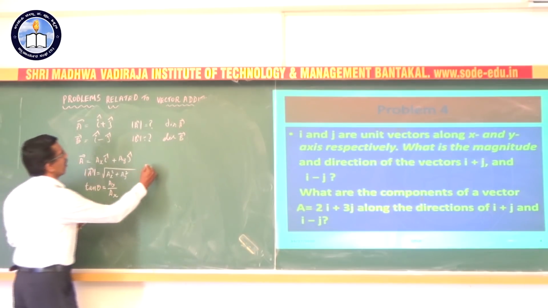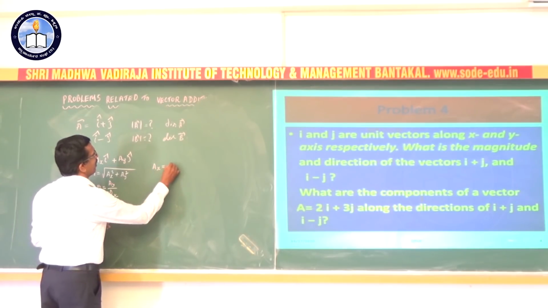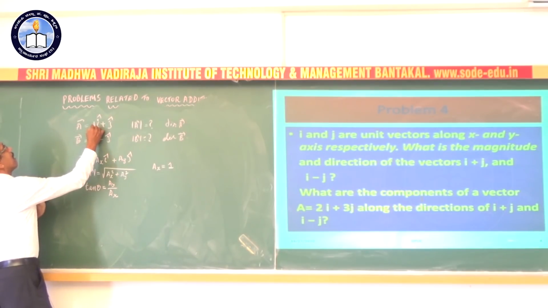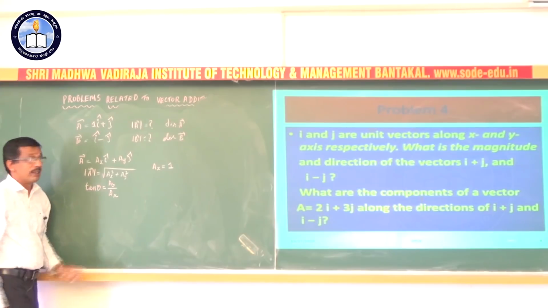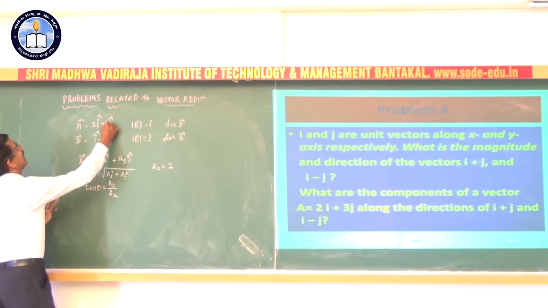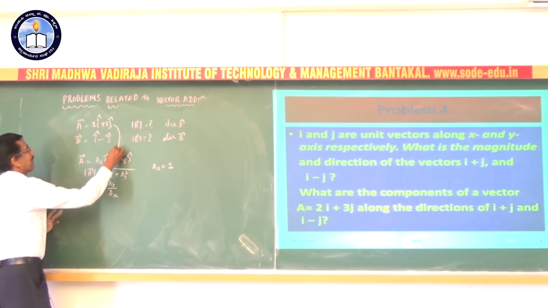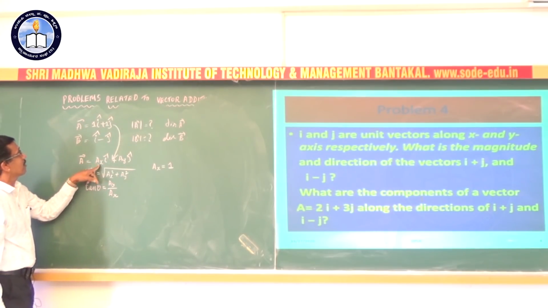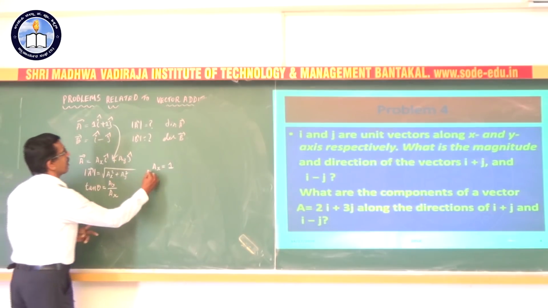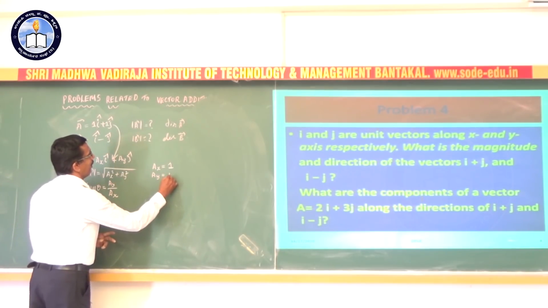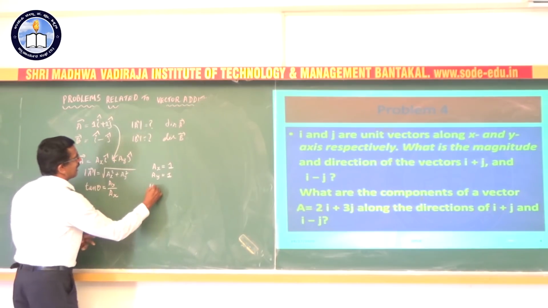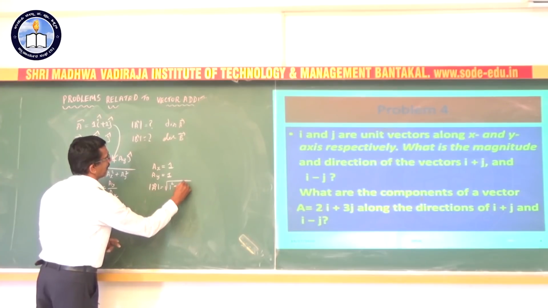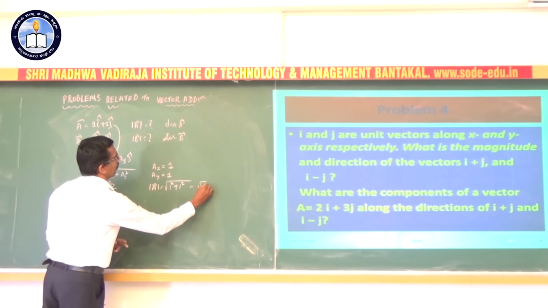In the first case, tell me what is Ax. Ax is 1 because i cap can be written as 1 into i cap, and j cap can be written as 1 into j cap. Just compare the coefficients. In place of Ax we have 1, in place of Ay we have 1. So the magnitude of the vector becomes square root of 1 square plus 1 square, that is root 2.